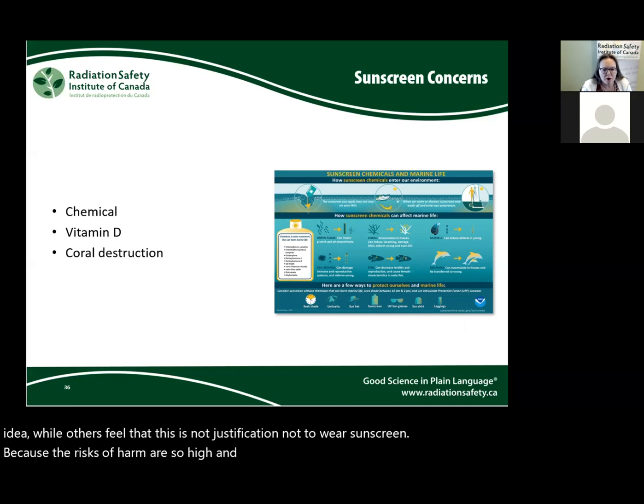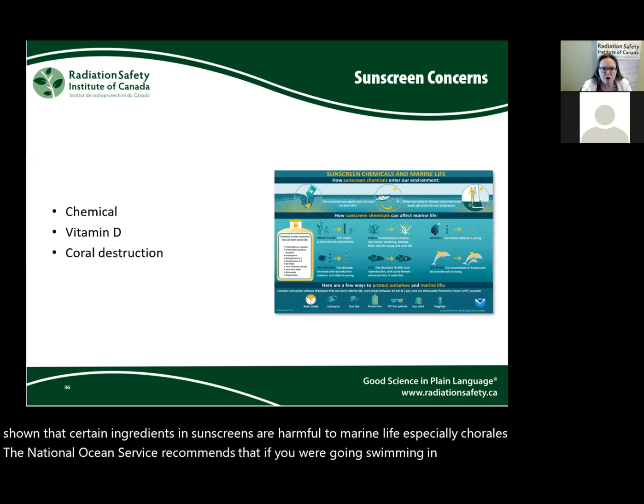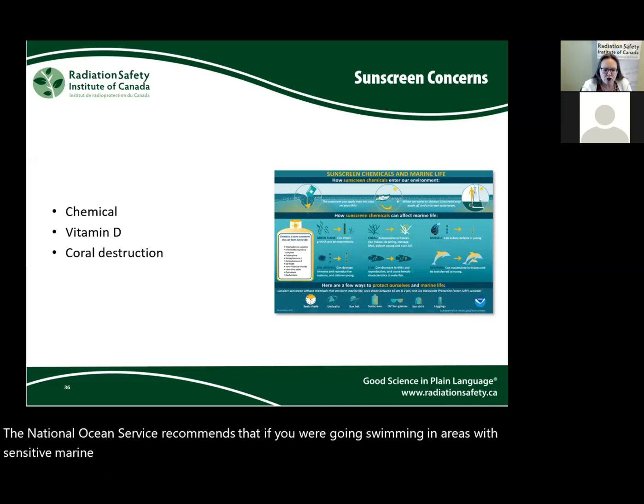It has been recently shown that certain ingredients in sunscreens are harmful to marine life, especially corals. The National Ocean Service recommends that if you are going swimming in areas with sensitive marine life, consider sunscreen without chemicals that harm them. Seek shade between 10 a.m. and 2 p.m. and use ultraviolet protection factor swimwear.